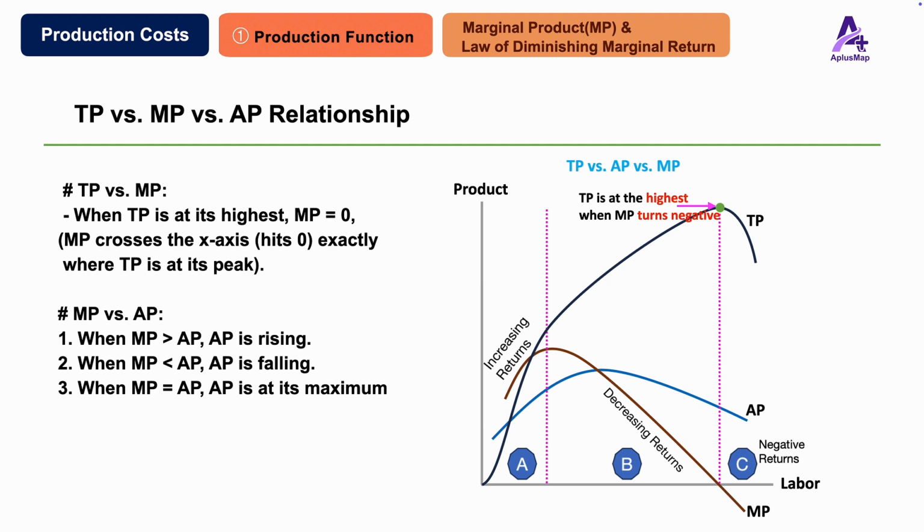And the critical point, when MP equals AP, right where they intersect, that's when AP is at its maximum. AP peaks where MP crosses it. Got it. That average relationship is super important. It really is. Applies all over economics.